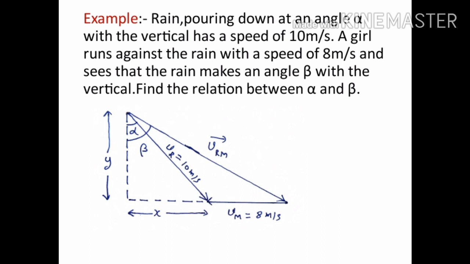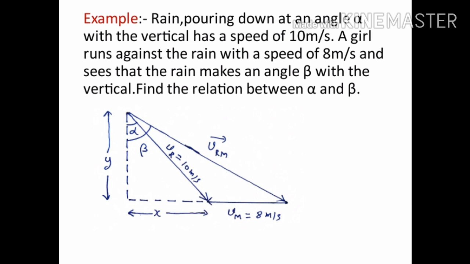To find out a relation between alpha and beta, again we draw the VR bar and VM bar such that their final points coincide, and by joining the initial points of VR bar and VM bar we get VRM bar. In this case we have two unknown values x and y.